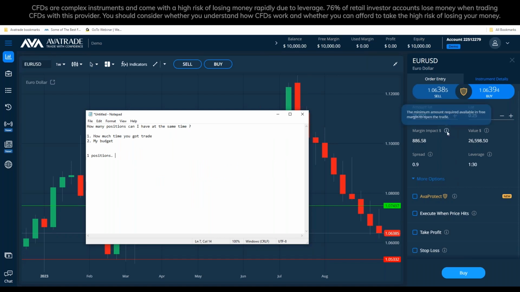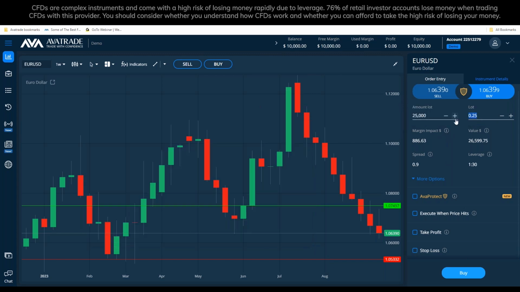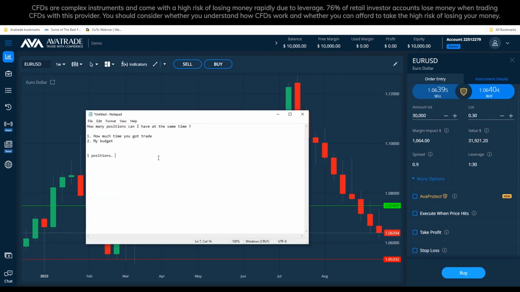Where was I? Yes, so the budget. Now, if I'm planning to take 10 positions with Euro USD, just as an example, it doesn't need to be exactly the same asset. It could be any other asset. But what's important for me now is to show you the margin impact, the budget. Now, if I have 10 positions with the same margin impact, in a moment I will explain what the margin impact is.